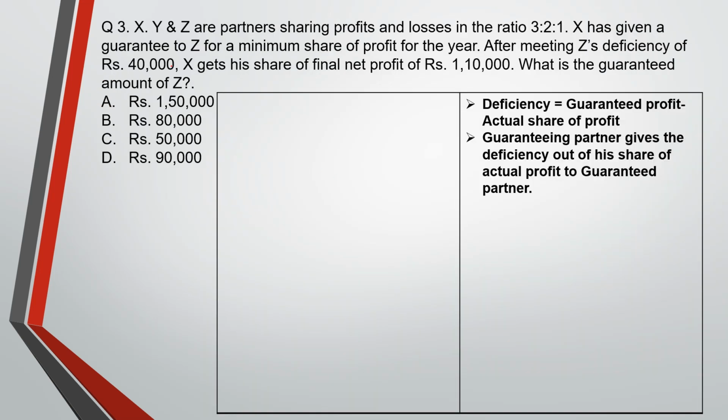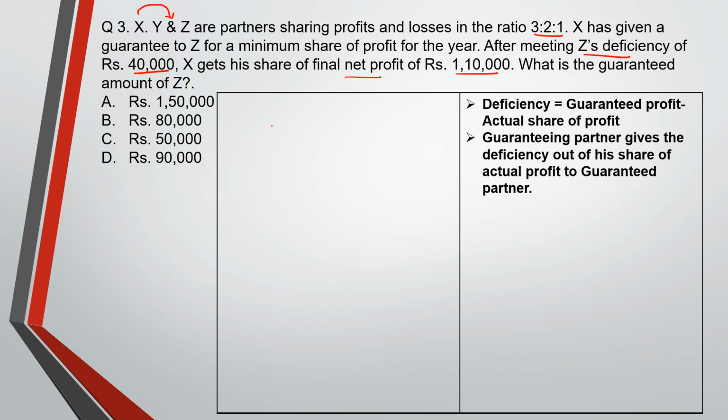Now moving on is the next question. X, Y, Z are partners sharing profits and losses in the ratio 3:2:1. X has given a guarantee to Z. So guarantee has been given by X to Z for minimum share of profit for the year after meeting Z's deficiency of 40,000. So deficiency of Z is rupees 40,000. X gets his share of final net profit of 1,10,000. What is the guaranteed amount of Z?